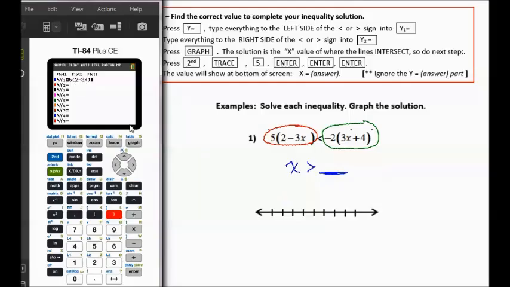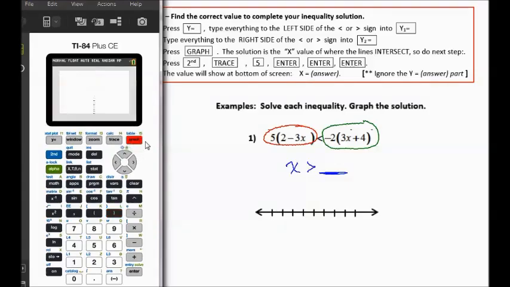The first half of the inequality on y1 and the right side, the second half of the inequality on y2. After that, they're asking you to press graph. So we're going to do that, and the solution is going to be where those two lines intersect.